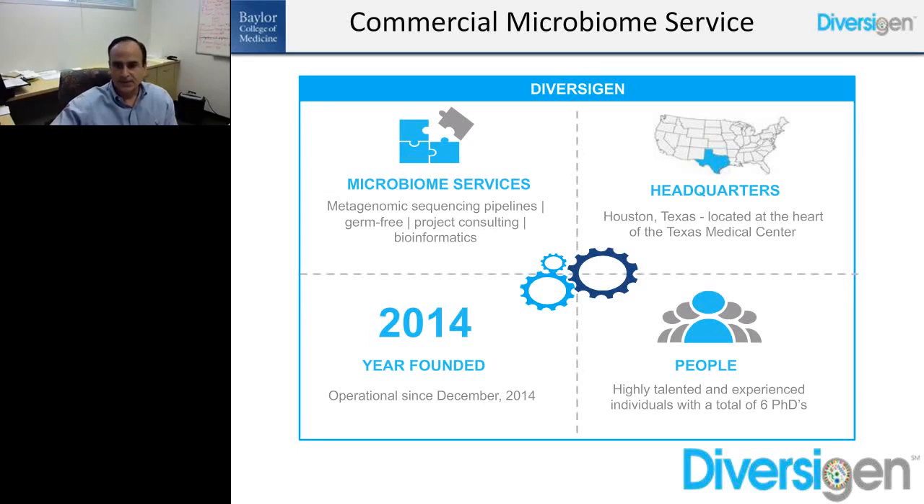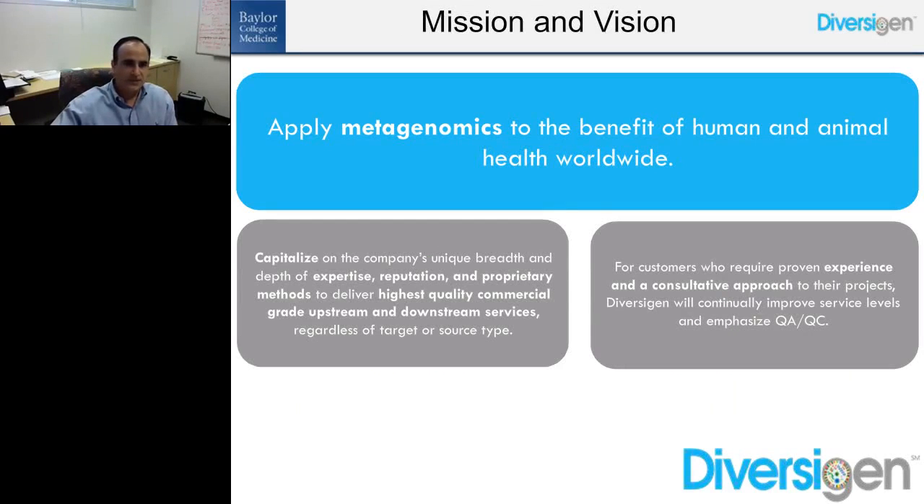So this sets the context for the driving forces behind what we're doing. In addition to academic collaborations, which are handled through our service center, the CMMR, we have a commercial arm which services our commercial partners, and that's Diversigen, which was founded in 2014. The mission and the vision for Diversigen is to apply metagenomics to the benefit of human and animal health worldwide.